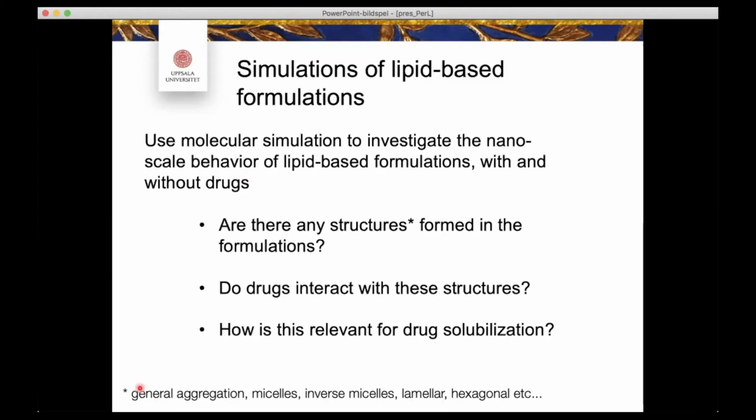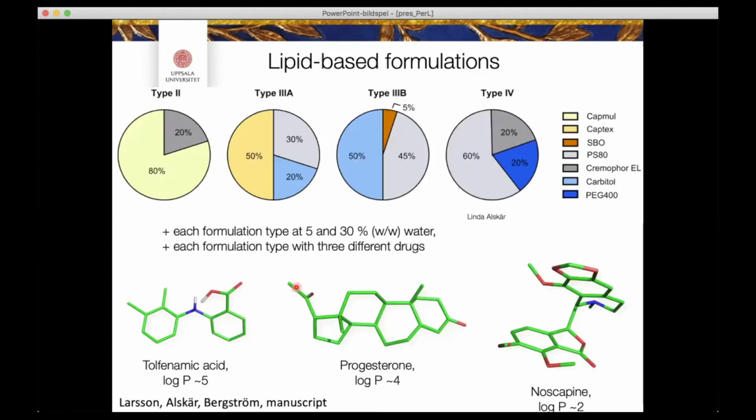With structures here, I mean any type of aggregation of lipids in general: micelles, inverse micelles, lamellar phases, hexagonal phases, so any aggregation state that the lipids can display. This is the setup that we had in this particular study. We have studied 4 different lipid-based formulations, shown at the top of this slide. They are categorized into different types depending on the amount of lipids that they contain. Here we have type 2, type 3A, type 3B, and type 4. There's also a type 1 lipid-based formulation which contains only lipids, but in this case we are focused on types 2, 3, and 4.